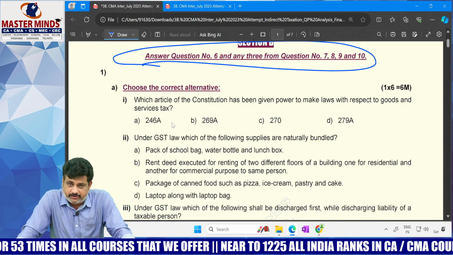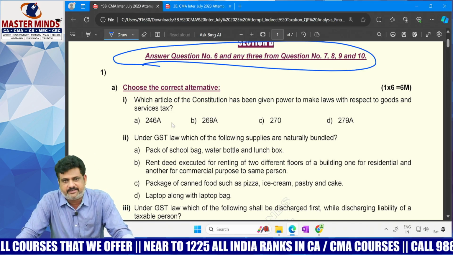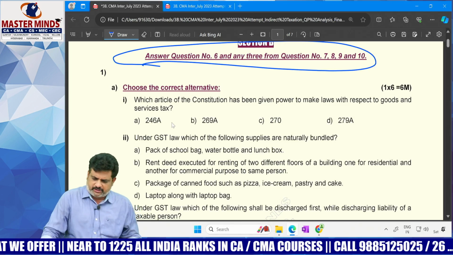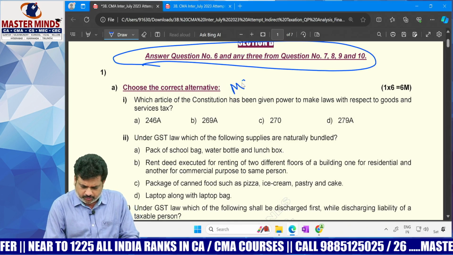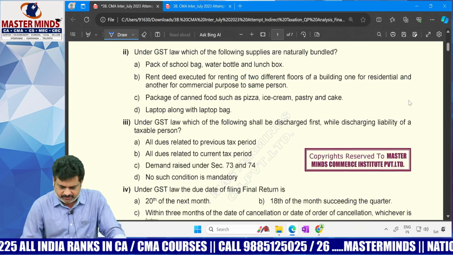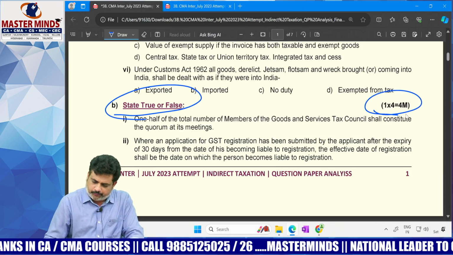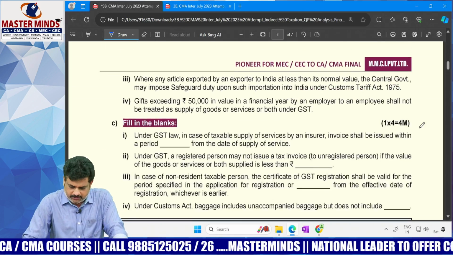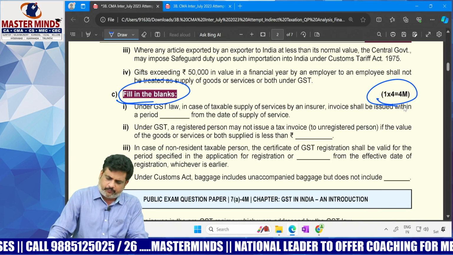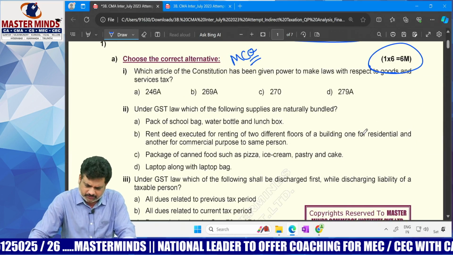Question number 1, I think it is with respect to the MCQs or true or false or fill in the blanks. Generally, they are asked for 14 marks. Here, choose the correct alternative, that means MCQs are there. MCQs, 1 into 6, 6 marks. True or false, 1 into 4, 4 marks. Fill in the blanks, 1 into 4, 4 marks. Total 14 marks.